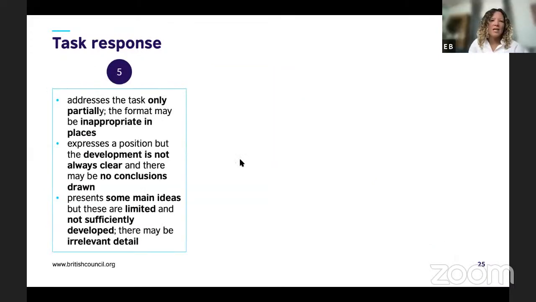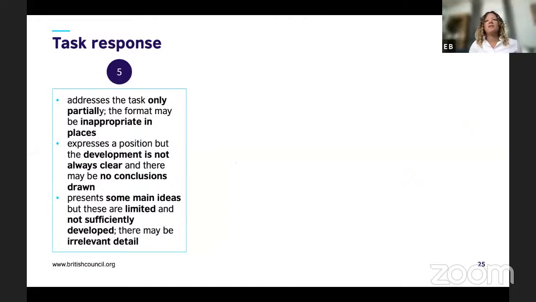All right, so for task response at a band 5, you'll see that a lot of these mirror the task 1 responses, but they are slightly different because the type of writing is different. So at band 5, the candidate is addressing the task only partially, and the format may be incorrect in some areas. They do express a position, but the development is not always clear.